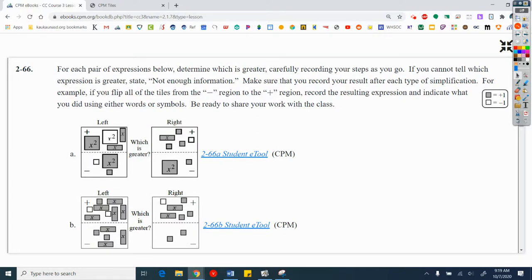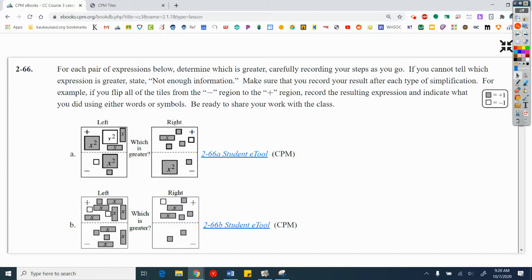All right, let's take a look at 266. For each pair of expressions below, determine which is greater, carefully recording your steps as you go. If you cannot tell which expression is greater, state not enough information. Make sure that you record your result after each type of simplification. For example, if you flip all of the tiles from the minus region to the plus region, record the resulting expression and indicate what you did using either words or symbols. Be ready to share your work with the class.